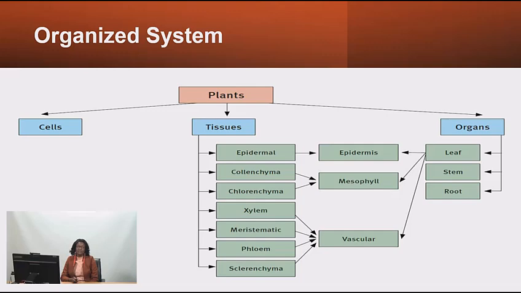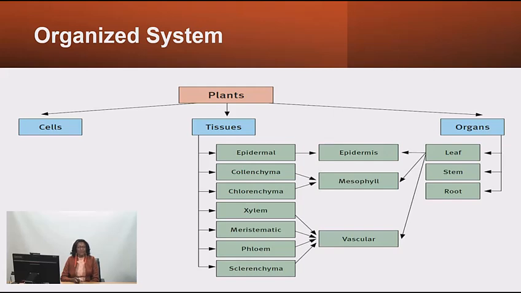Organized systems of plants. Plants are made up of cells. The cells grow and multiply to make up tissues. The tissues form together to make organs. So, plant tissues. The plant tissues that are found in the epidermis are the epidermal tissues. These are tissues that are found on the outer layers of the plant, just like the epidermis of the skin of animals.